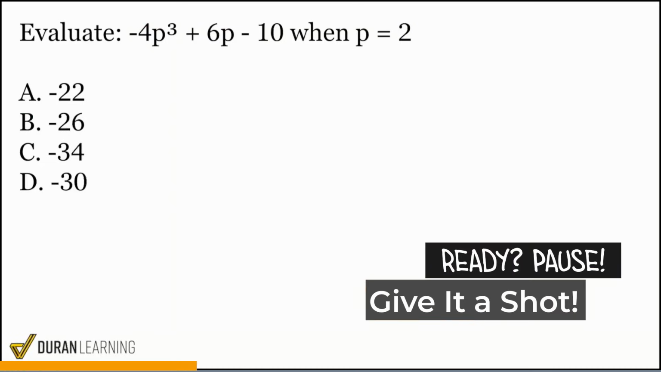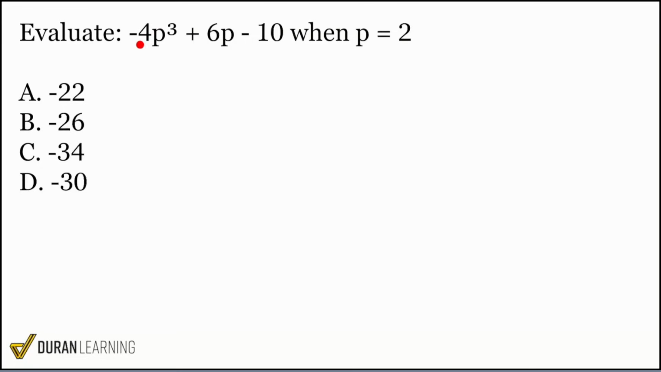All right, next question up. So we're evaluating an expression here, and the expression is negative 4p cubed plus 6p minus 10. So let's get after it. We're going to just replace the p with 2. So I have negative 4 multiplied by p, and then we'll cube that, plus 6p minus 10.